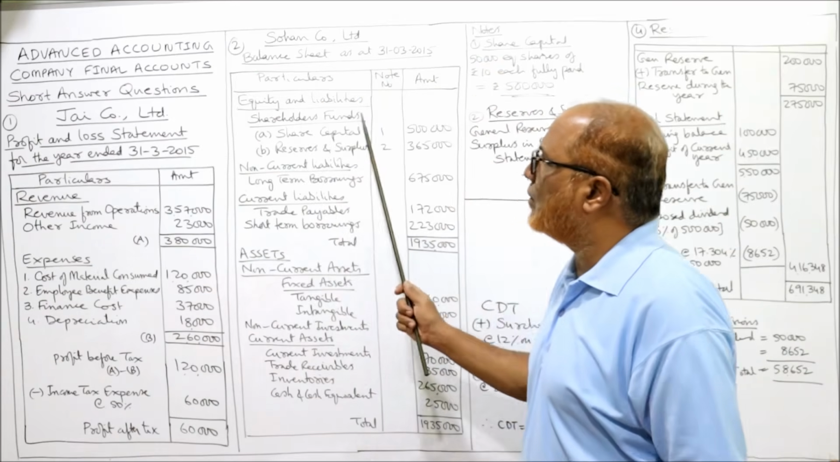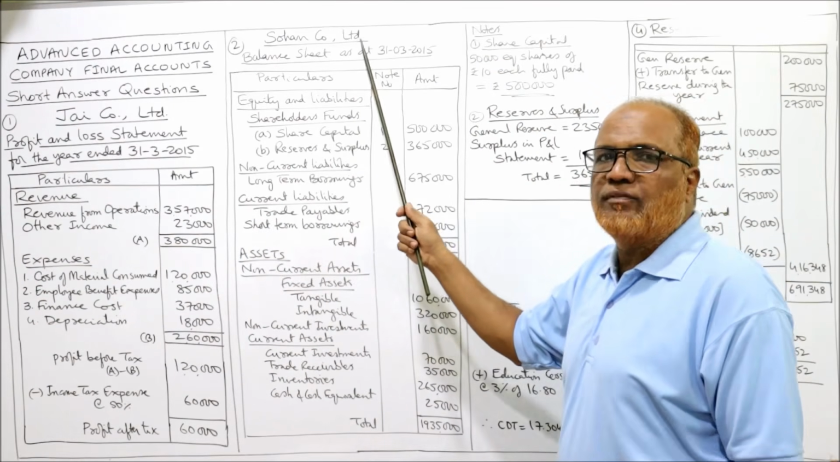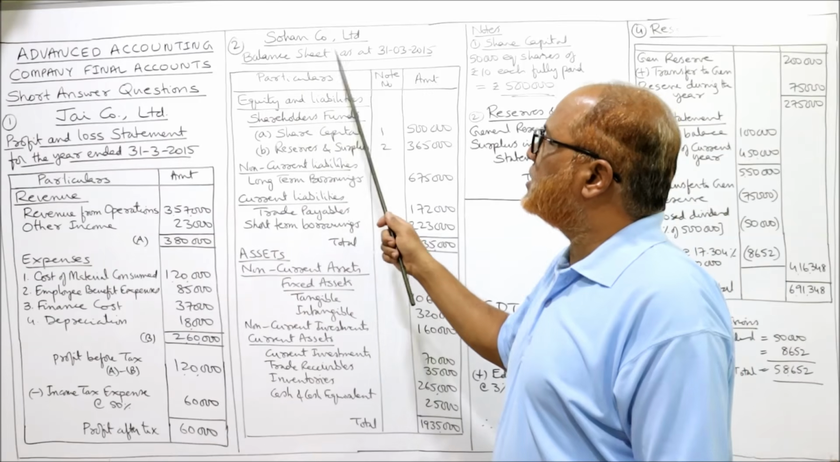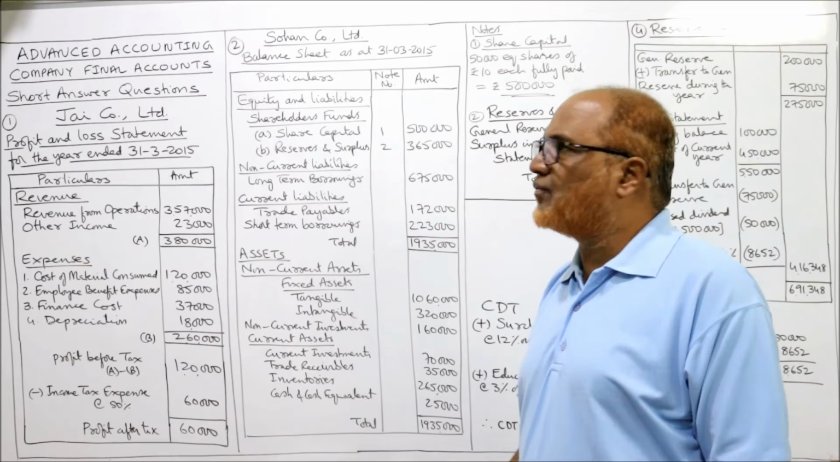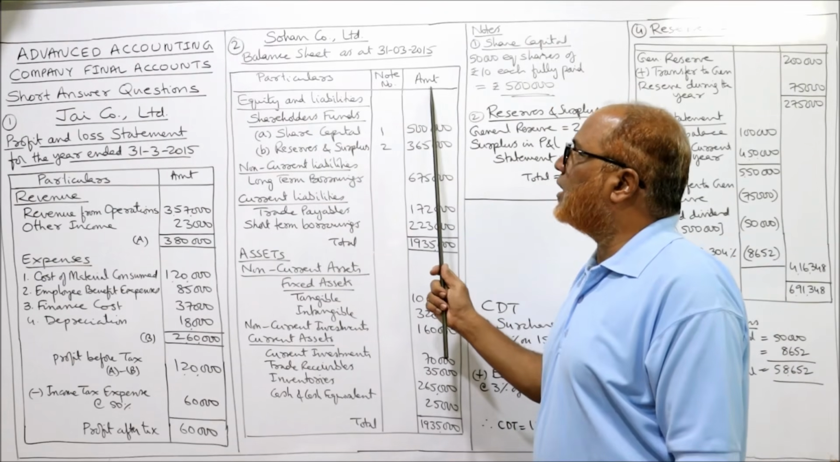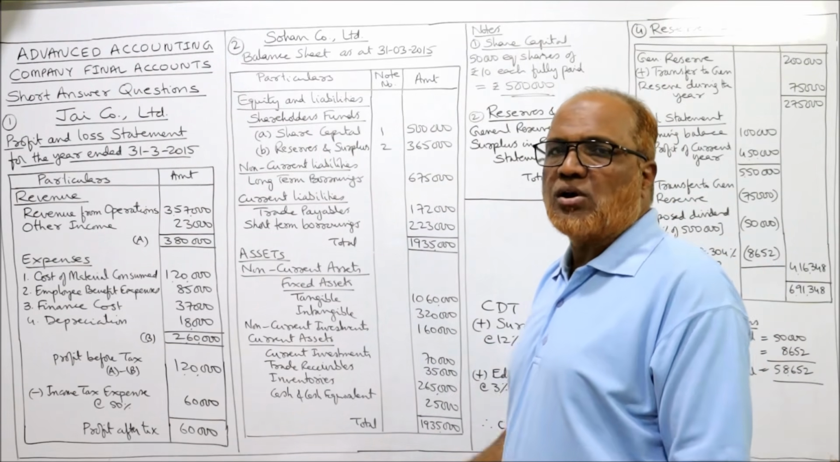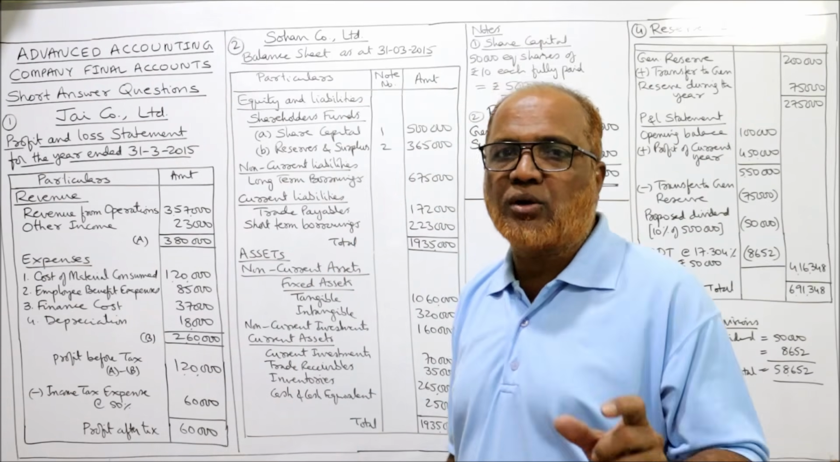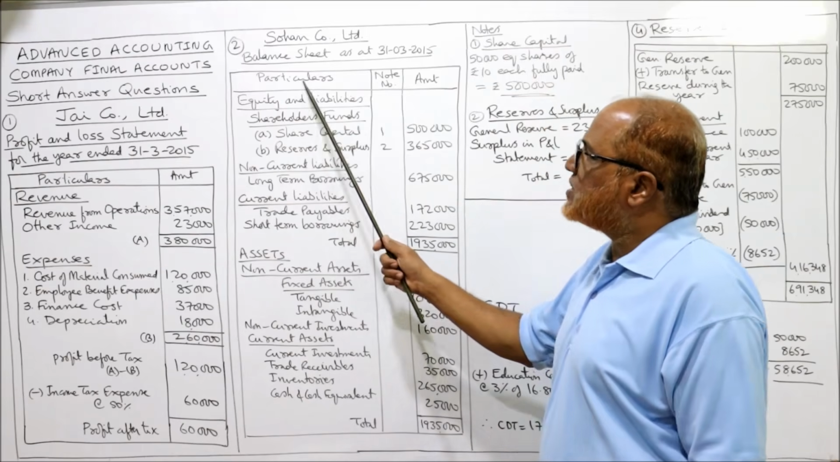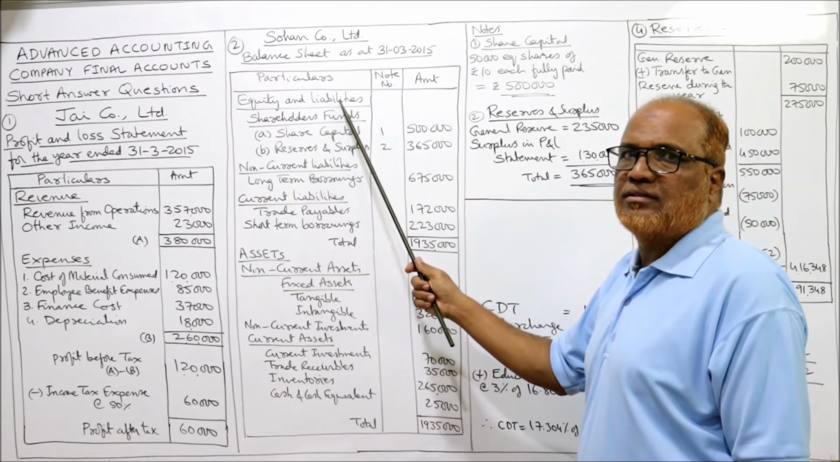Now see the second problem. Sohan Company Limited, first you write down the name of the company, then balance sheet as at 31st March 2015. Again it is in statement form. The particulars, note number, amount. The details of all the items can be shown in notes. The notes form part of the financial statements. So first of all, equity and liabilities.